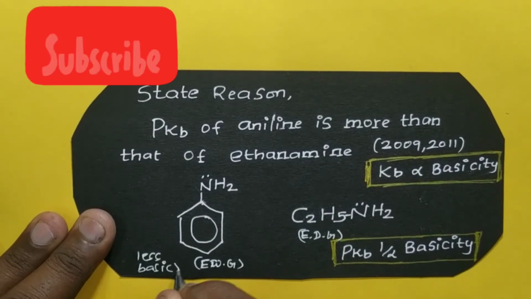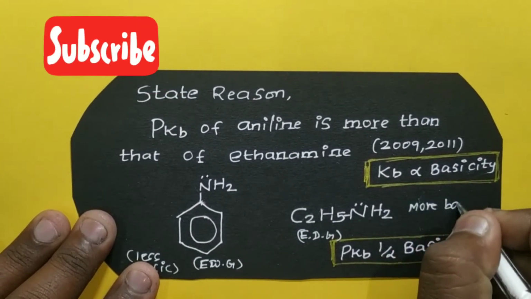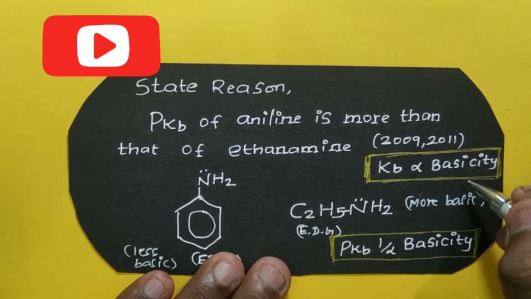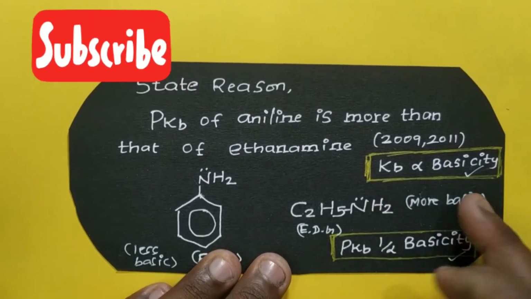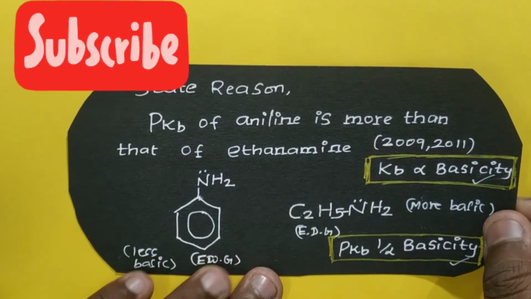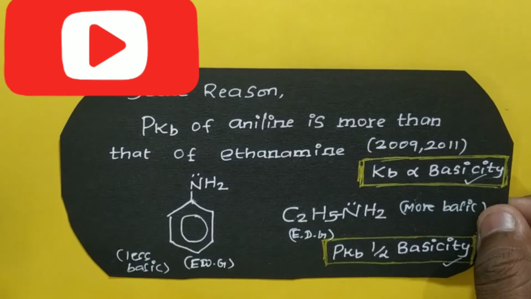Are you able to understand, students? And here it is more basic. It's a very, very important concept. You have to keep it in mind: Kb is directly proportional to basicity, and pKb is inversely proportional to basicity. You have to keep it in mind, then only you will be able to answer this. Are you able to understand?